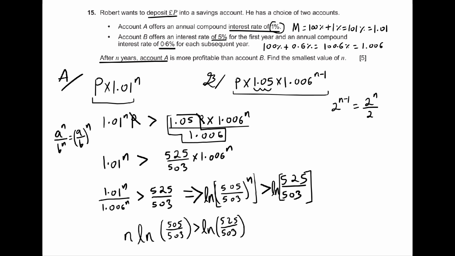And finally, we can divide both sides by log 505 over 503, because obviously 505 over 503 is greater than 1. So this will be positive. So if I divide both sides by the logarithm, it will preserve the inequality sign. So we finally have n is greater than ln 525 over 503 divided by ln 505 over 503. And we can just work that out.